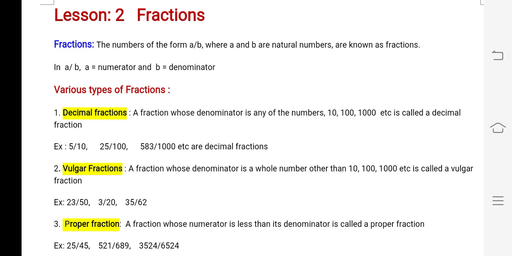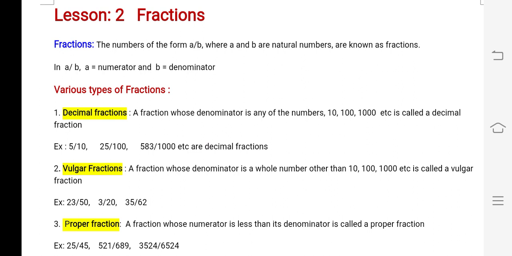We can recognize a fraction by the slash or the line that is given between two numbers. The number above the slash or line is called the numerator. The number below is called the denominator. So a fraction will always be in the form of A by B. Hope you have understood this much. Now we shall go on to the various types of fractions.